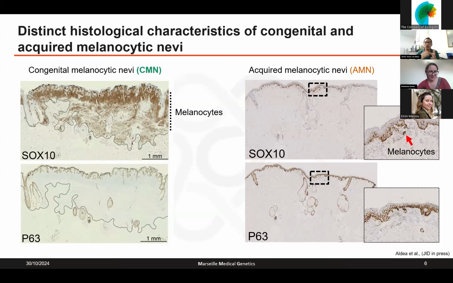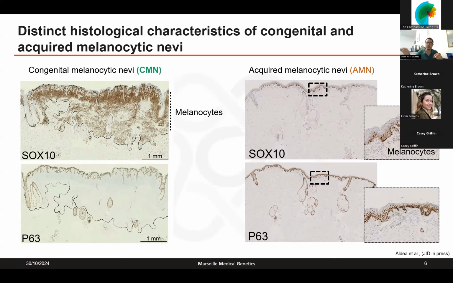And this really contrasts with what we observe in acquired melanocytic nevi, in which you can see that melanocytes are mostly at the surface of the skin. We can observe melanocytes in the dermis, but very much less than compared to CMN. So these same phenotypic differences can be uncovered, can be revealed, if we use our methylome data.